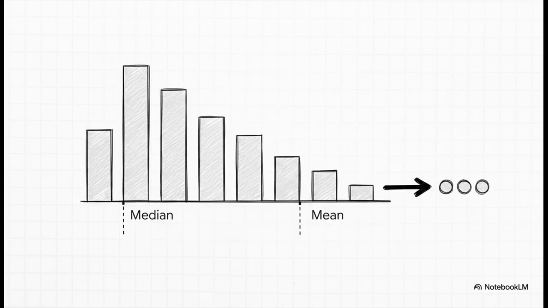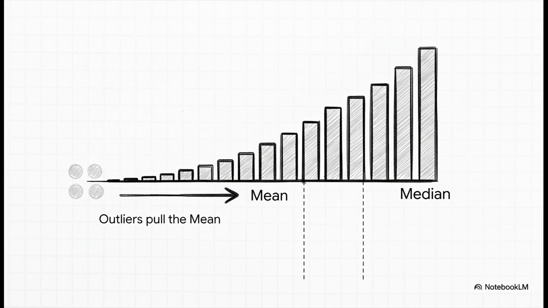But things get way more interesting when the data is unbalanced. This is a right skewed distribution. See that long tail stretching out to the right? That tells you that most of your data points are clustered over on the left, but you've got a few really high-value outliers that are literally pulling the average, the mean, over to the right. Because of that, the mean ends up being bigger than the median.